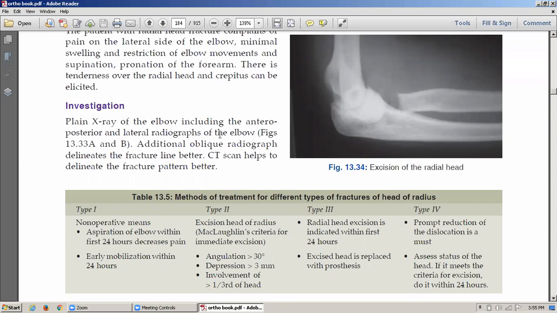Plain X-ray of the elbow, including anteroposterior and lateral radiographs, and an additional oblique radiograph delimit the fracture line better. A CT scan helps to delimit the fracture pattern better.